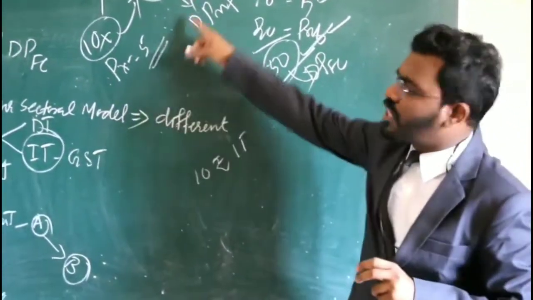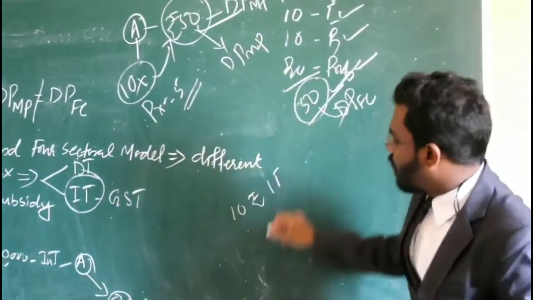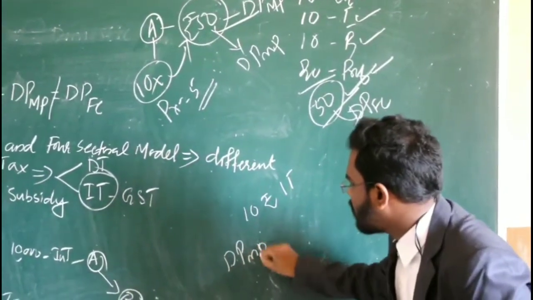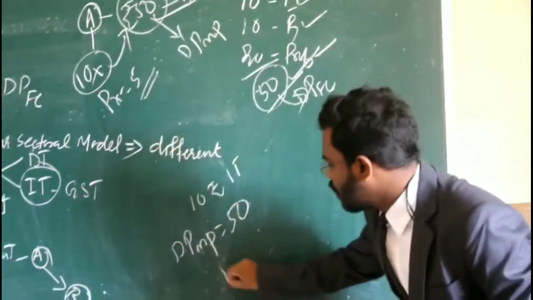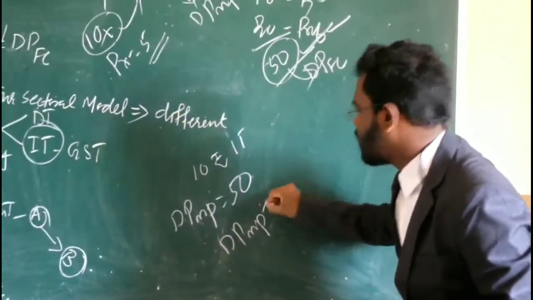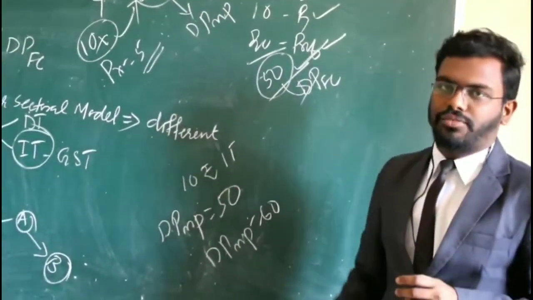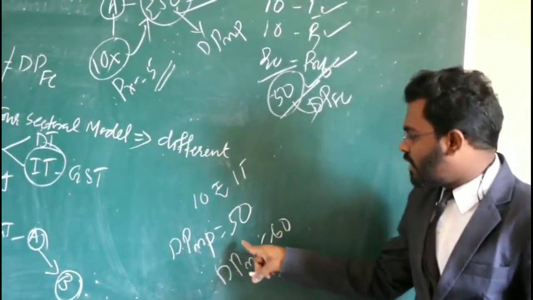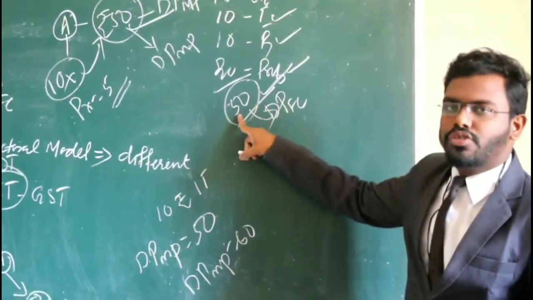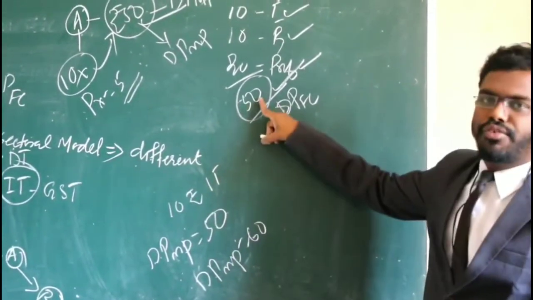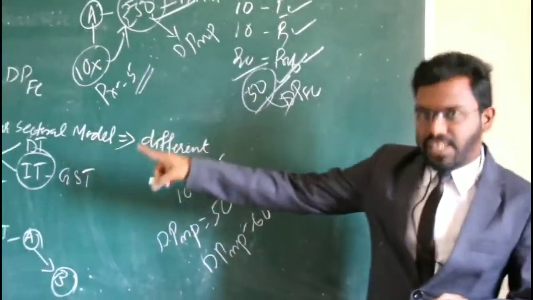Then what will happen to domestic product? This 10 will be added along with the price of the commodity. So previously domestic product was rupees 50, and now domestic product will become 60. Along with this 50, this tax will also be added. Okay, so here domestic product is rupees 60, and domestic product at factor cost is rupees 50. 60 and 50, both are different. Okay, so that is the role of tax.